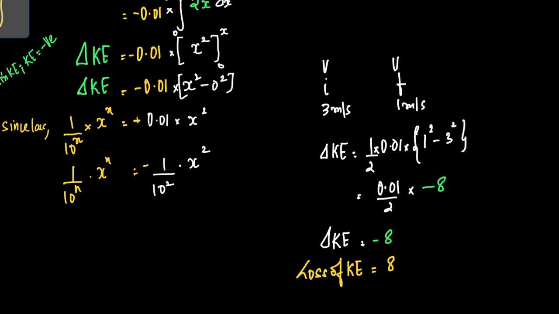And what does it imply? When change in kinetic energy is minus 8, it implies that loss of kinetic energy is equal to 8. And that's how we come to this plus sign here. So I hope the scalar approach is clear to you, and I hope that there's no confusion regarding this adoption of sign and conventions. Okay. So yes, now let's move on to the next question.